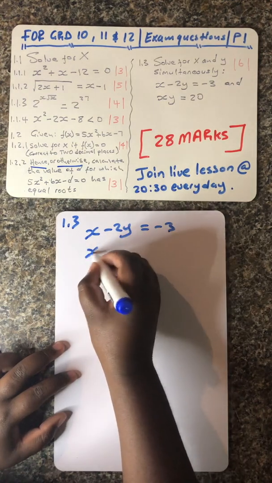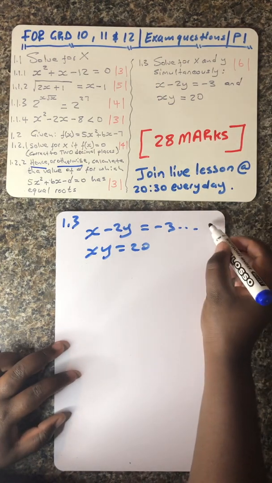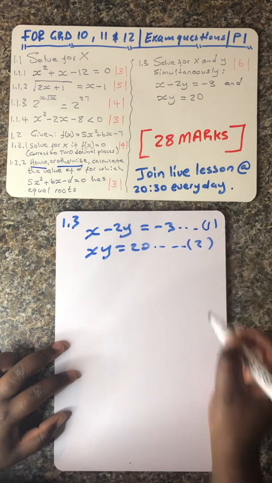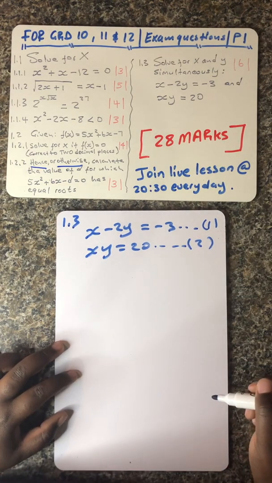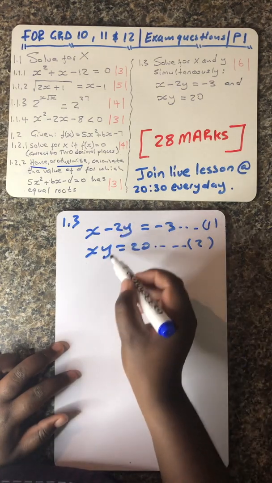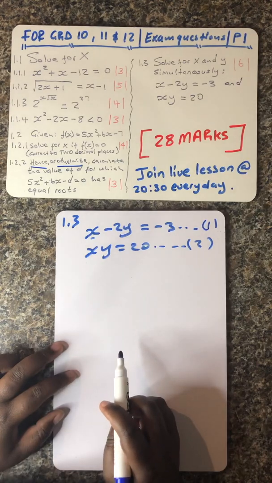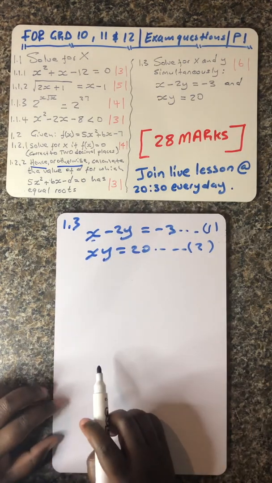We are given 2 equations. The first one we refer to as equation 1, and then the second one is equation 2. Then we start with equation 3. Between these two, it's easy when you make x the subject of the formula, then you substitute it into the other equation.